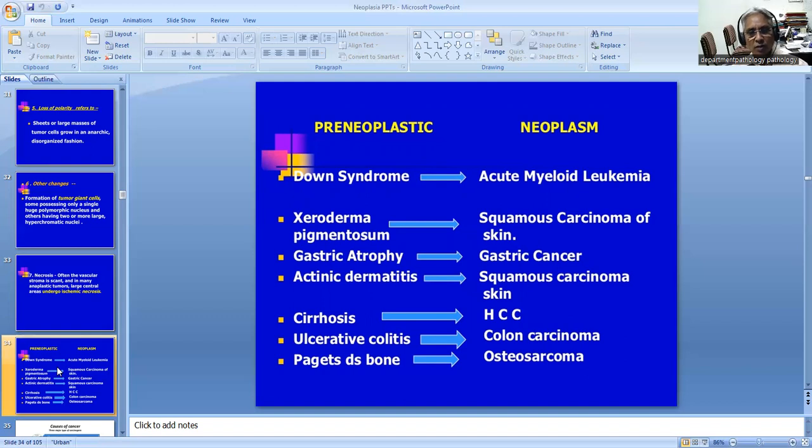So what do you mean by a pre-neoplastic condition? It means these conditions may convert into a full-fledged neoplasia. That is why they are known as pre-neoplastic conditions. There are more chances that if the stimulus is continued, then this can convert to a full-fledged neoplastic disease.